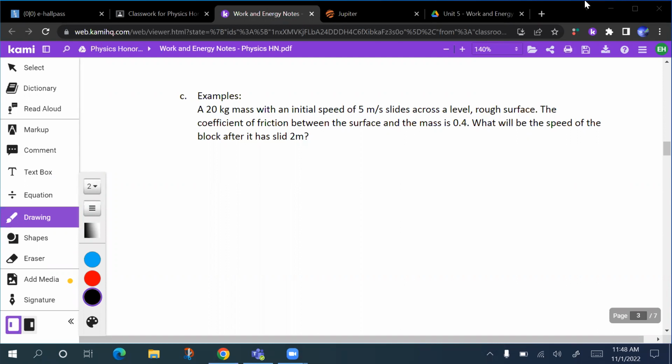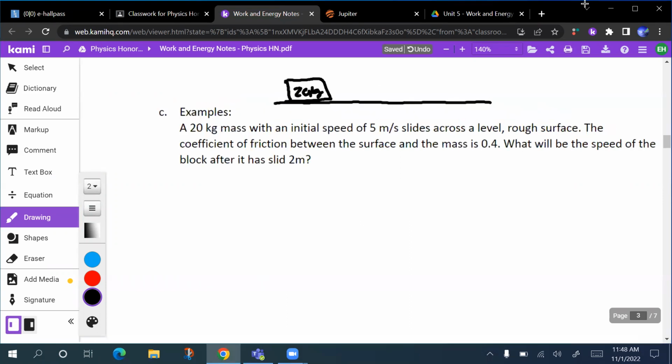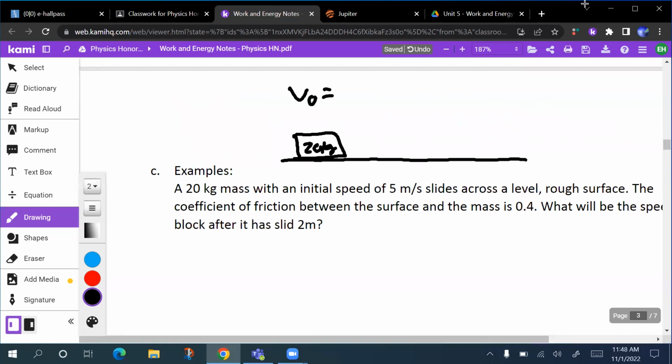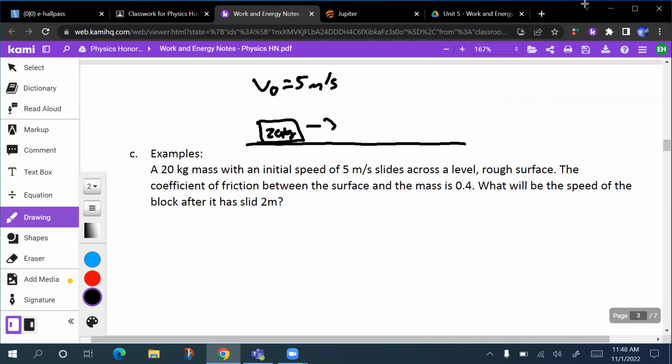Well, let's draw a picture of that. You have your object here, and it was moving with an initial speed of 5 meters per second, and it's sliding a distance of 2 meters. I'm just drawing the dashed object to represent where it will be. And we want to find out what the final speed is when it reaches that point.